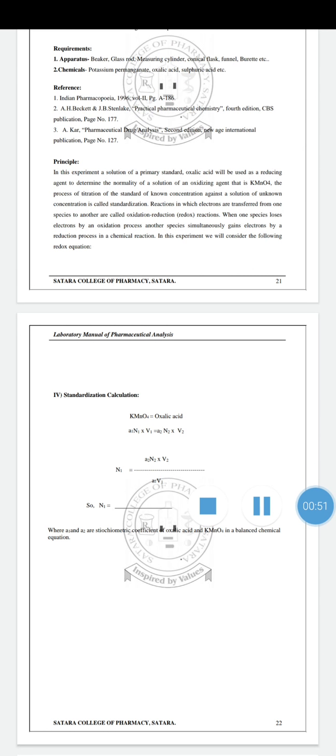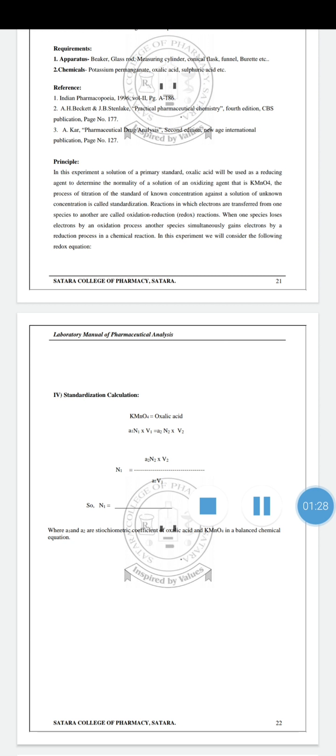Principle of this experiment: in this experiment, a solution of primary standard oxalic acid will be used as a reducing agent, to determine the normality of a solution of oxidizing agent, that is potassium permanganate. The process of titration of a standard of known concentration against a solution of unknown concentration is called standardization.